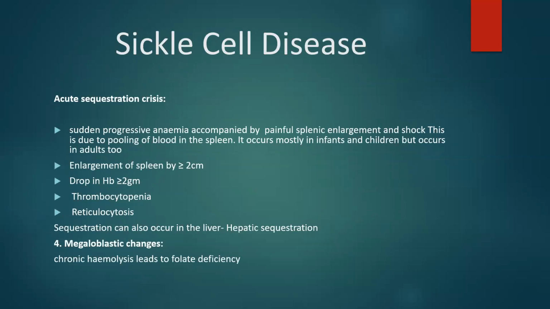Acute sequestration crisis actually happens when the patient has an enlarged and painful spleen. The patient may also present with shock in such a crisis. The spleen may become enlarged by more than 2 centimeters, and there may be a drop of HB of more than 2 grams per deciliter. The laboratory findings may also show thrombocytopenia or reticulocytosis. Sequestration of the liver may also occur in some cases.